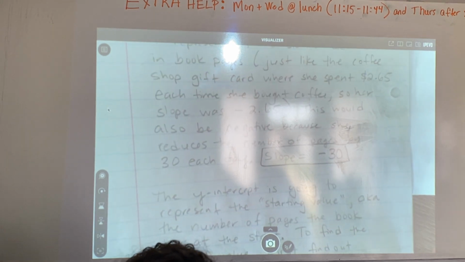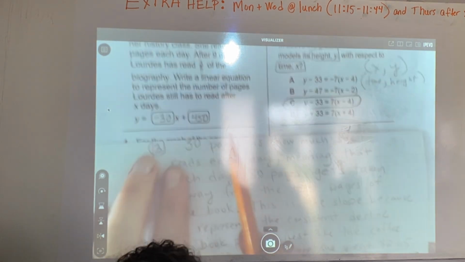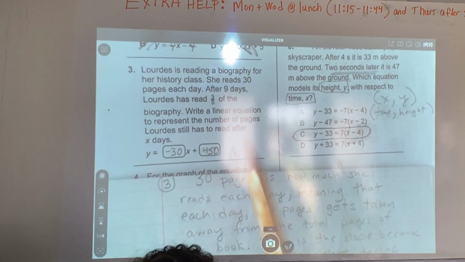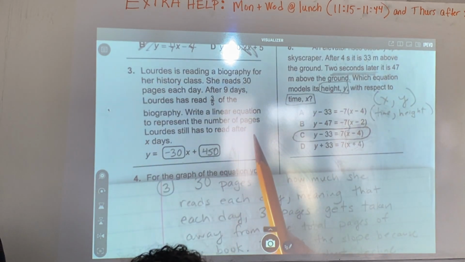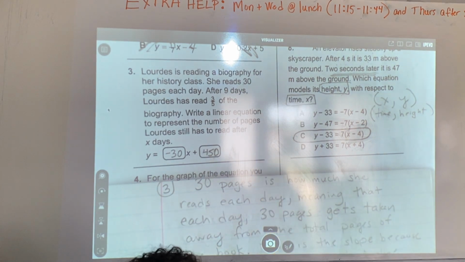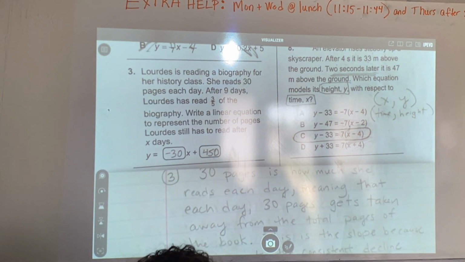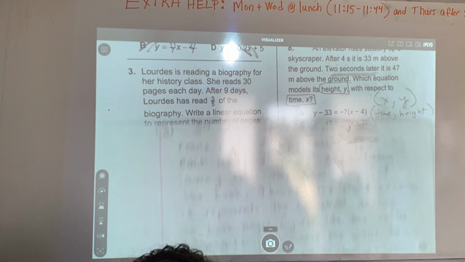All right, now the y-intercept, which is 450. Where did that information come from? It's not in here, right? That's why this is very, very tricky. So stay with me on this one. This is probably the trickiest one on the test, okay?